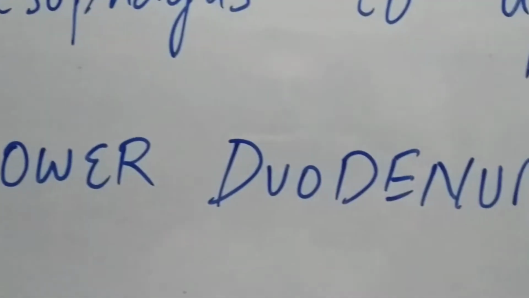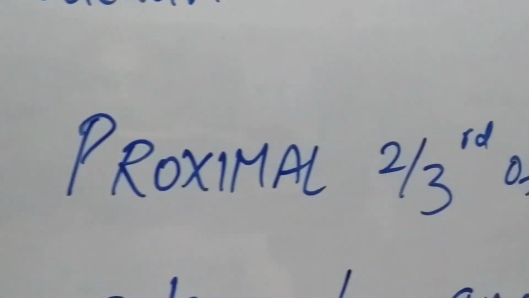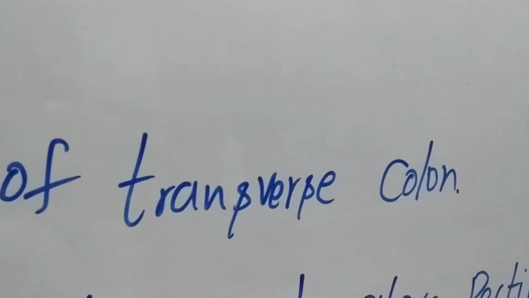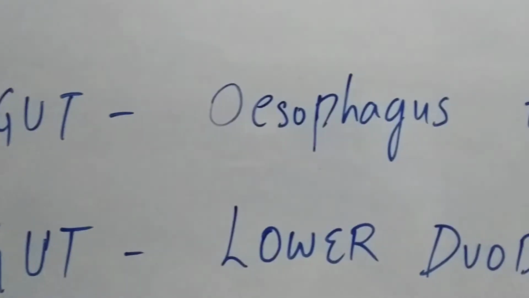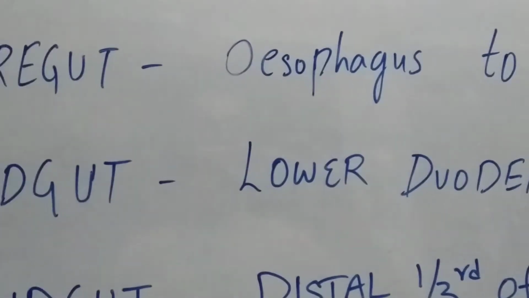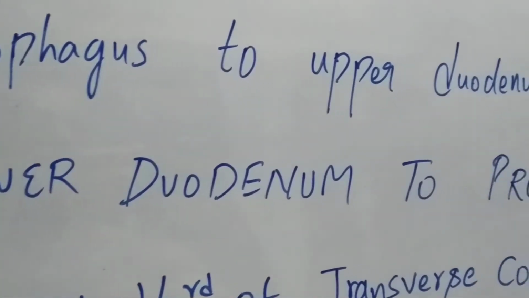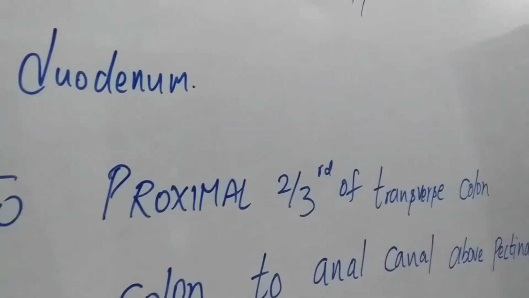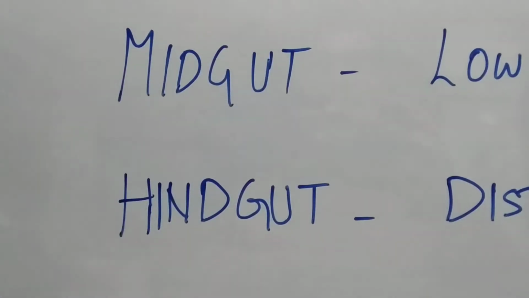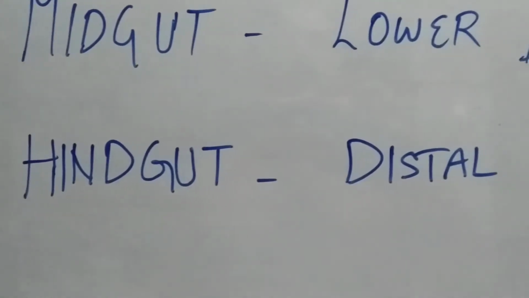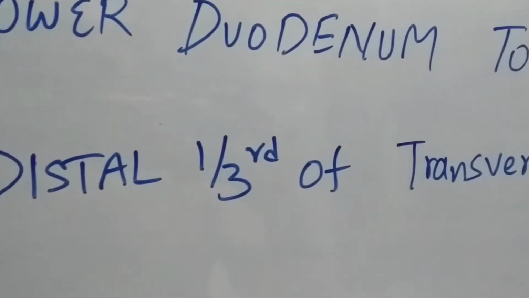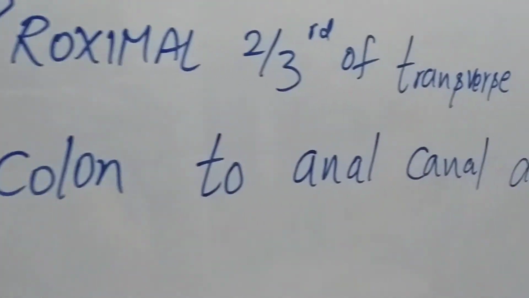So it is the lower duodenum to proximal 2/3 of transverse colon. So I repeat, foregut, it is from the esophagus to upper duodenum, and midgut is from the lower duodenum to proximal 2/3 of transverse colon. So hindgut from where to where? Next remaining is that distal 1/3 of the transverse colon to anal canal above pectinate line.